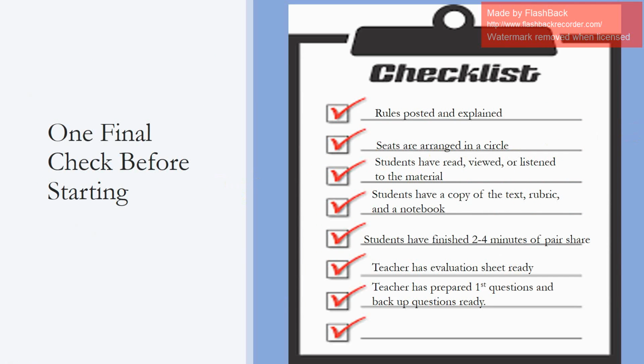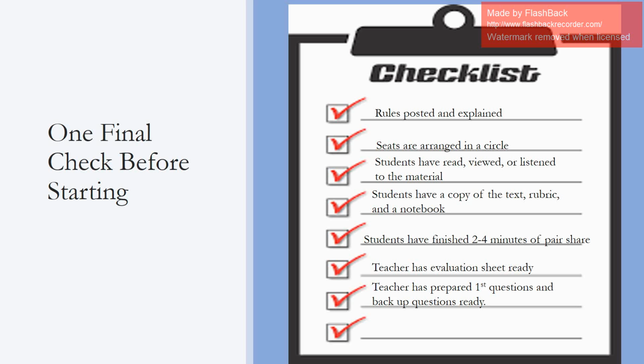So before getting started, let's go over this checklist, a summary of what we've talked about. You've got your rules posted and explained. Seats are arranged in a circle. Students have read, viewed, or listened to the material. Students have a copy of the text, the rubric, and a notebook.